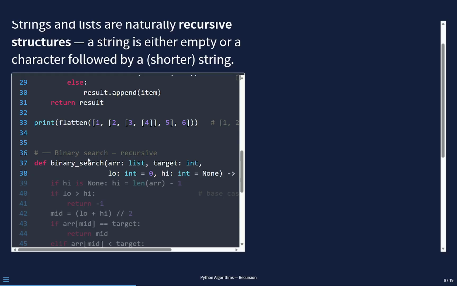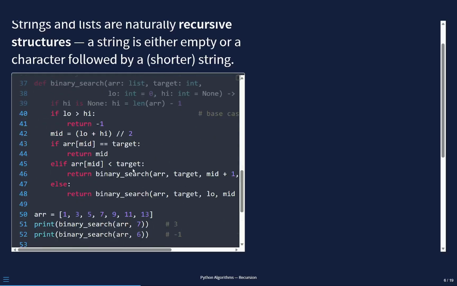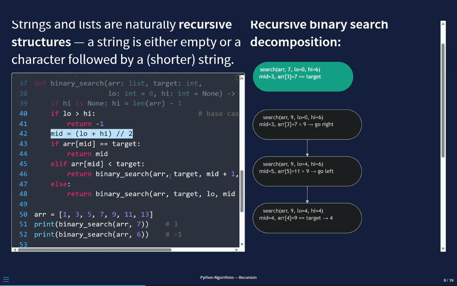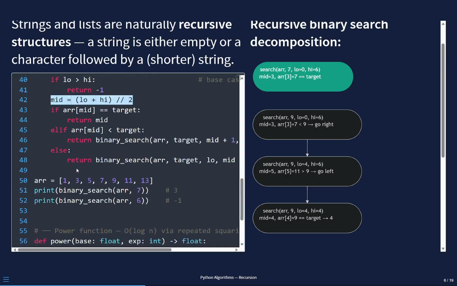Recursive binary search shows how recursion maps cleanly onto divide and conquer. If low exceeds high, the target isn't present, return -1. Compute mid, compare with target, and recurse into the appropriate half. Each call halves the search space, O(log n) depth. The diagram traces the search for value 9 through 3 calls.